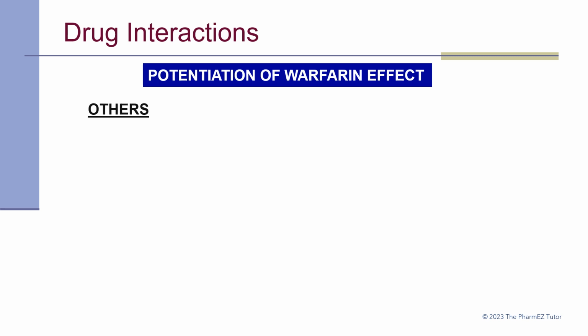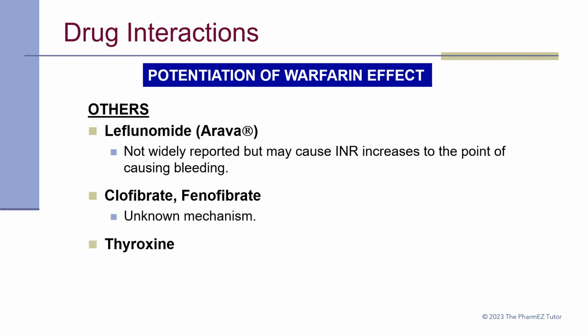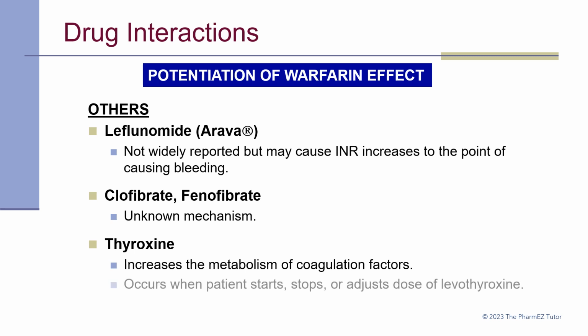Here are some others. Leflunomide, or Arava, is not widely reported, but it may cause an INR increase to the point of causing bleeding. Clofibrate and fenofibrate have an unknown mechanism. And thyroxine, as we talked about earlier, increases the metabolism of coagulation factors. This occurs when the patient starts, stops, or adjusts the dose of levothyroxine.